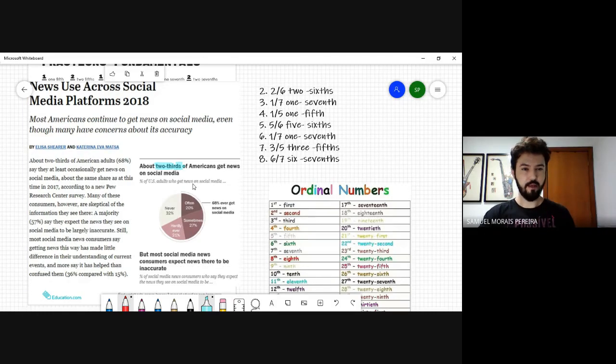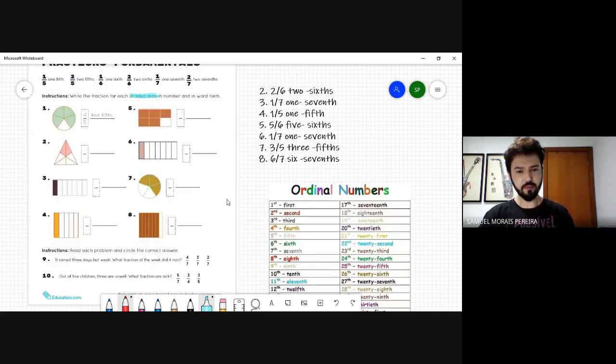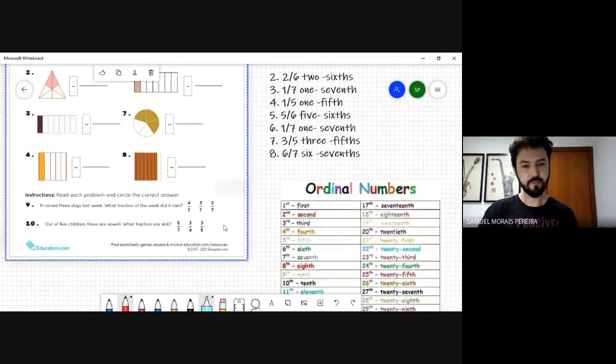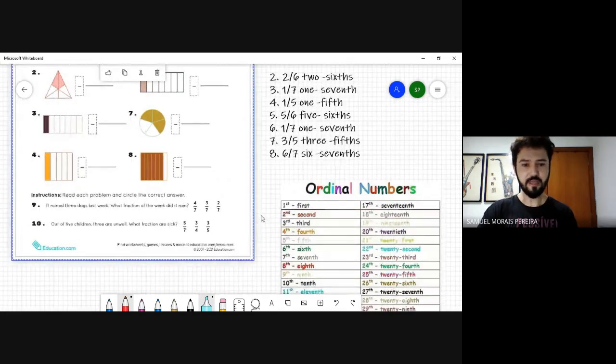That's it. Bom, moving back here to the exercise, you have number 9 and then number 10. Take a look at the instruction here now. Olha só, instructions. Read each problem and circle the correct answer. Vamos lá, então. Deixa eu ver aqui. Rachel, can you read this question here for us and tell us the correct answer, please?